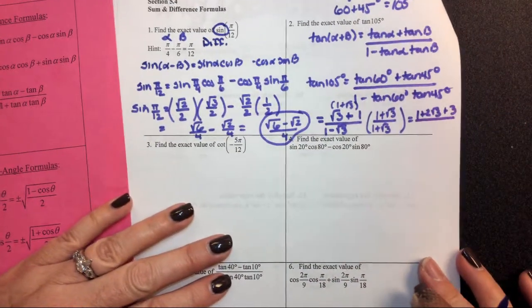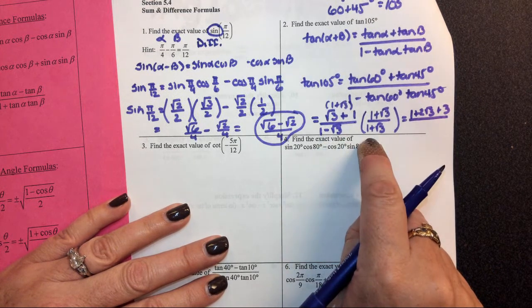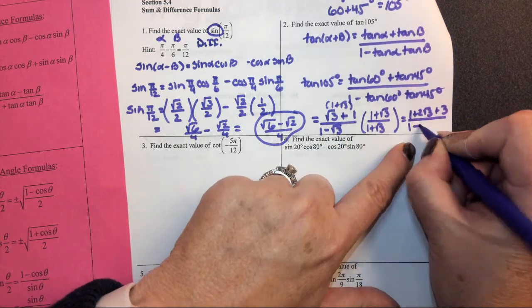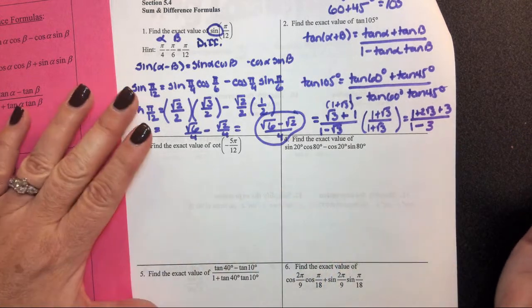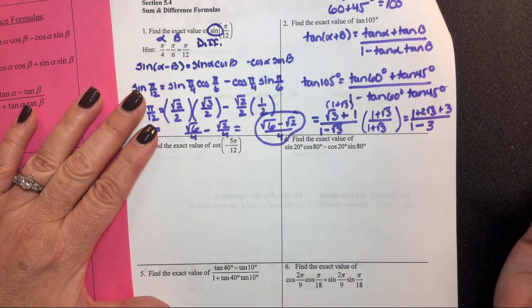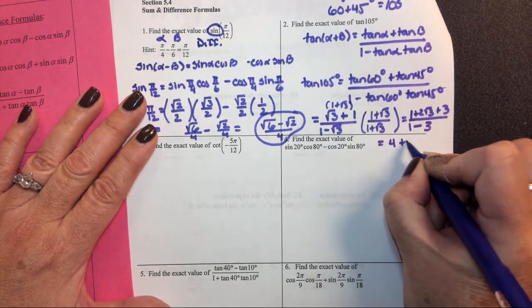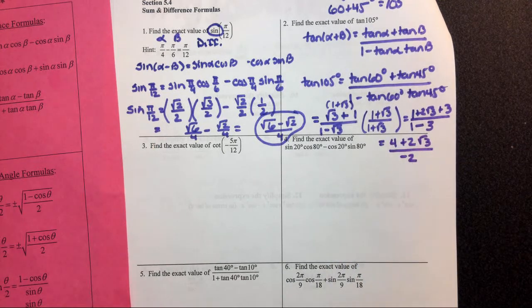Over. Remember, when I FOIL a binomial as a conjugate, the outer and inners are going to cancel. So 1 times 1 is 1, minus square root of 3 times square root of 3 is just a 3. So now I can combine like terms in the numerator. 1 plus 3 is 4, plus 2 square root 3 all over negative 2. Any questions on what I've done?